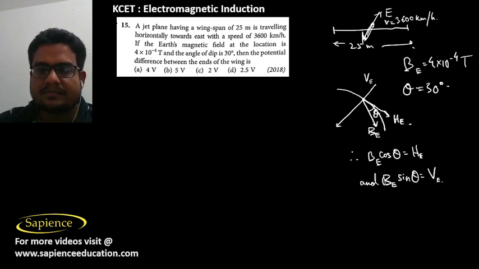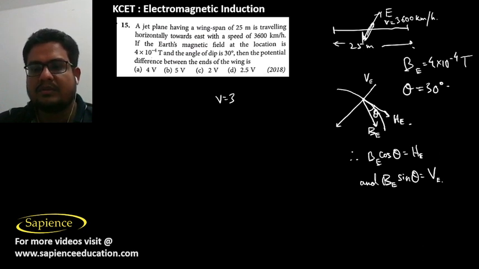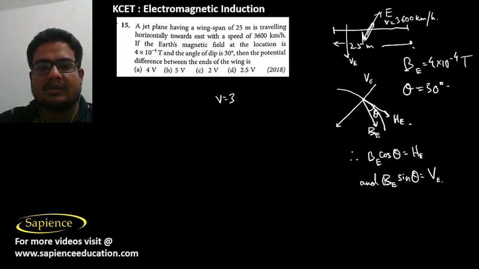Now, since the plane moves horizontally, we have to take the vertical component only. Therefore, the potential difference between the ends of the wing, that is called the induced EMF, is equal to B vertical into v into L.